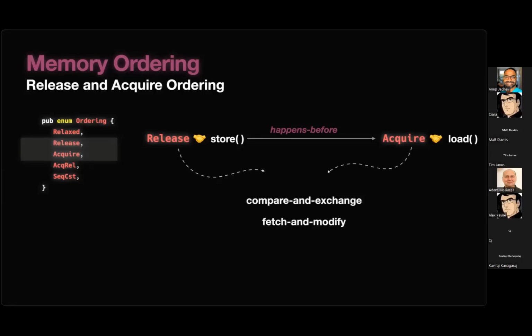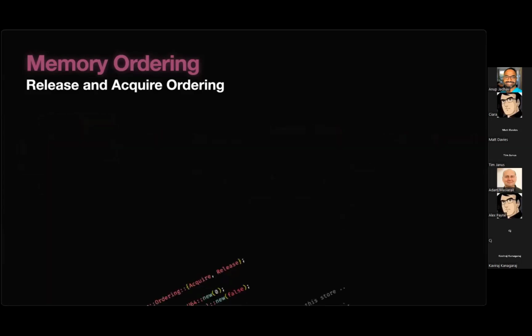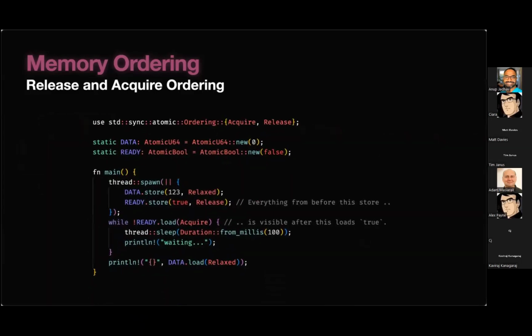When using acquire for a fetch and modify or compare and exchange operation, it only applies to the part of the operation that loads the value. And similarly, release applies only to the store part of an operation. AcqRel is used to represent the combination of acquire and release, which will cause the load to use acquire ordering and the store to use release ordering. As always, let's go over an example to see how that's used in practice.